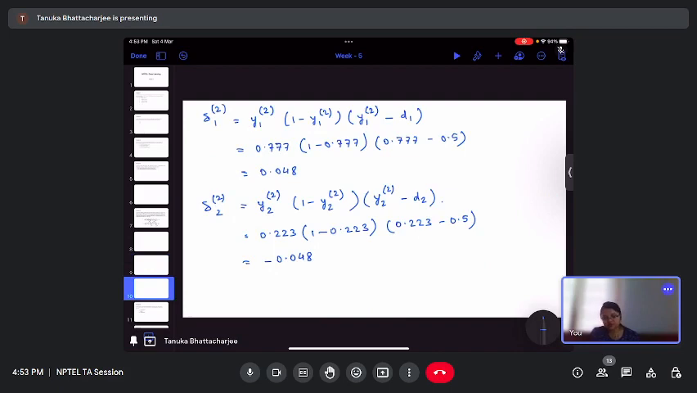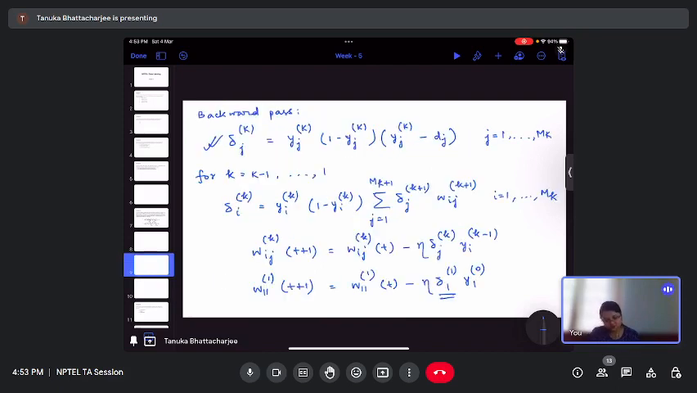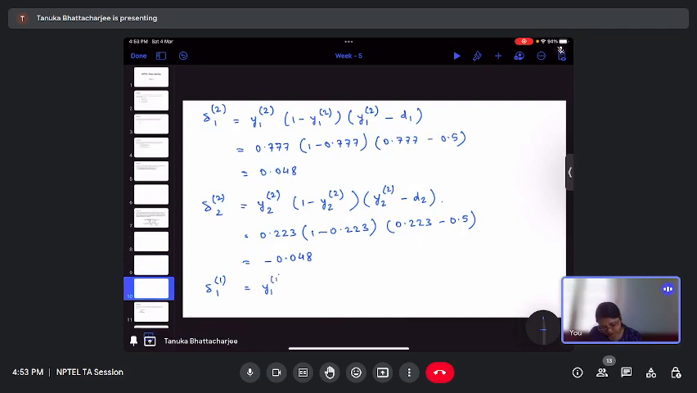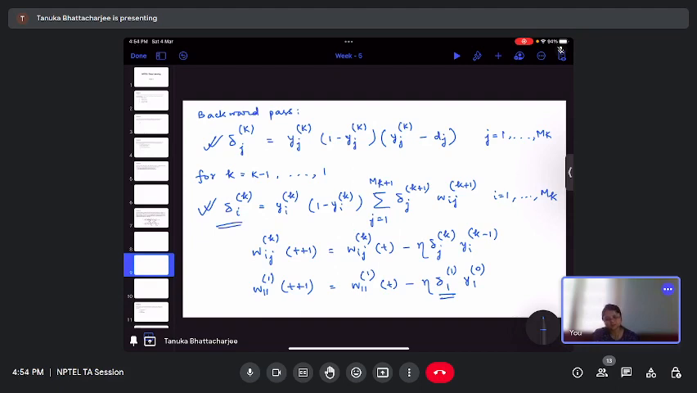So currently you have computed delta 12 and delta 22. From that you need to now compute the next layer errors, which is delta 11, and you will use this particular formula to do that. So how you do that? This will be y11 into 1 minus y11, within that you have delta 12 into w112 plus delta 22 into w122. This is the formula.